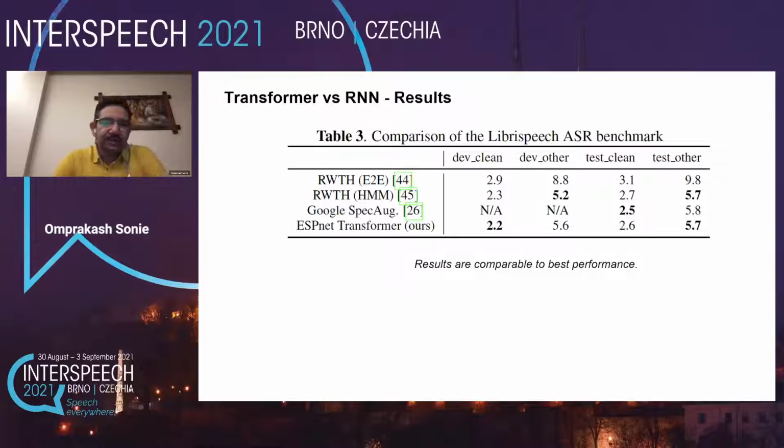So here are the results from the paper. RWTH is the institute from where there was one hybrid HMM-DNN based model, and the other one was the end-to-end model. And Google has come up with a paper which is mostly used in all the implementations, which is SpecAugment. If you see, the current implementation has results which are comparable with both the RWTH hybrid model and even the Google SpecAugment, which is like 5.2, 5.6, and 2.3, 2.2.